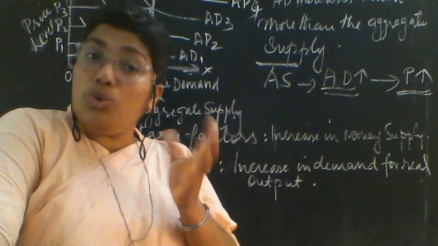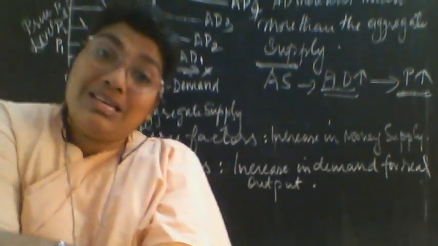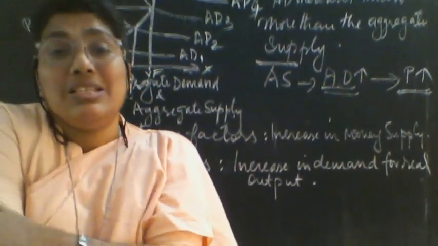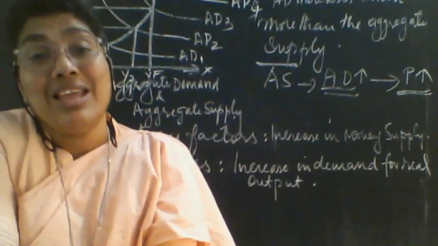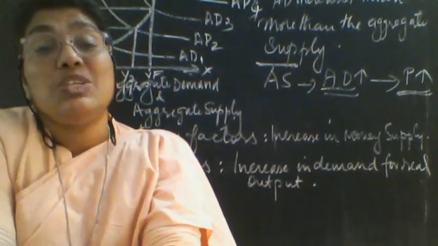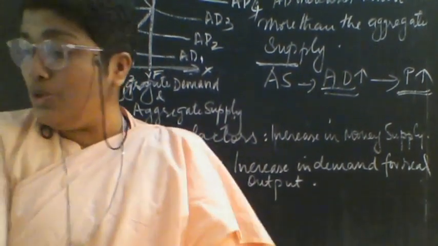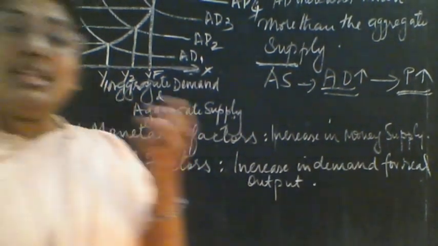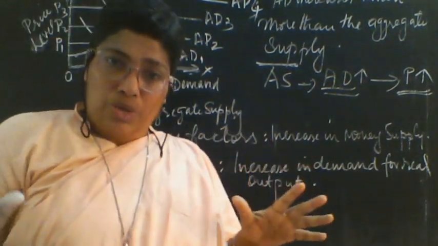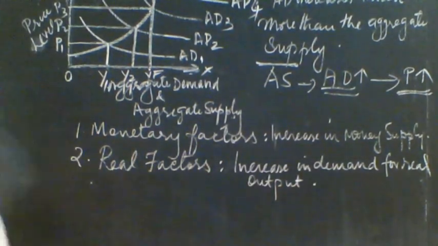Money supply you already know. Classical economists also say when money supply increases, price level also increases. There is no doubt about it. Now let us see what these real factors are. Real factors are those factors which increase the demand for real output. Which are they? That's what we are going to see. The real factors are either one or all of the following.